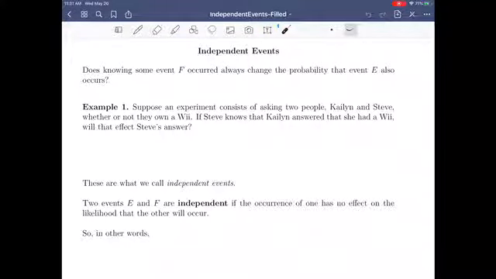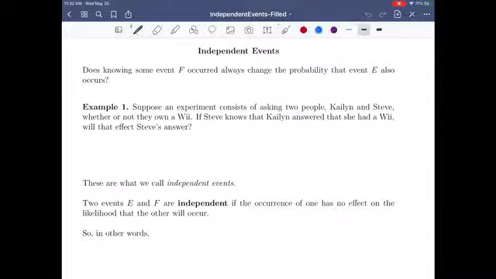In this video, we're going to discuss what it means for two events to be independent. In our last video, we talked about conditional probability, and it seemed like knowing whether or not something happened always affected the probability of something else happening. When we computed the probability of E given F, it normally was different than the probability of E would have been on its own. So the question here is, does that always happen? Does knowing that some event F occurred always change the probability that some event E occurs?